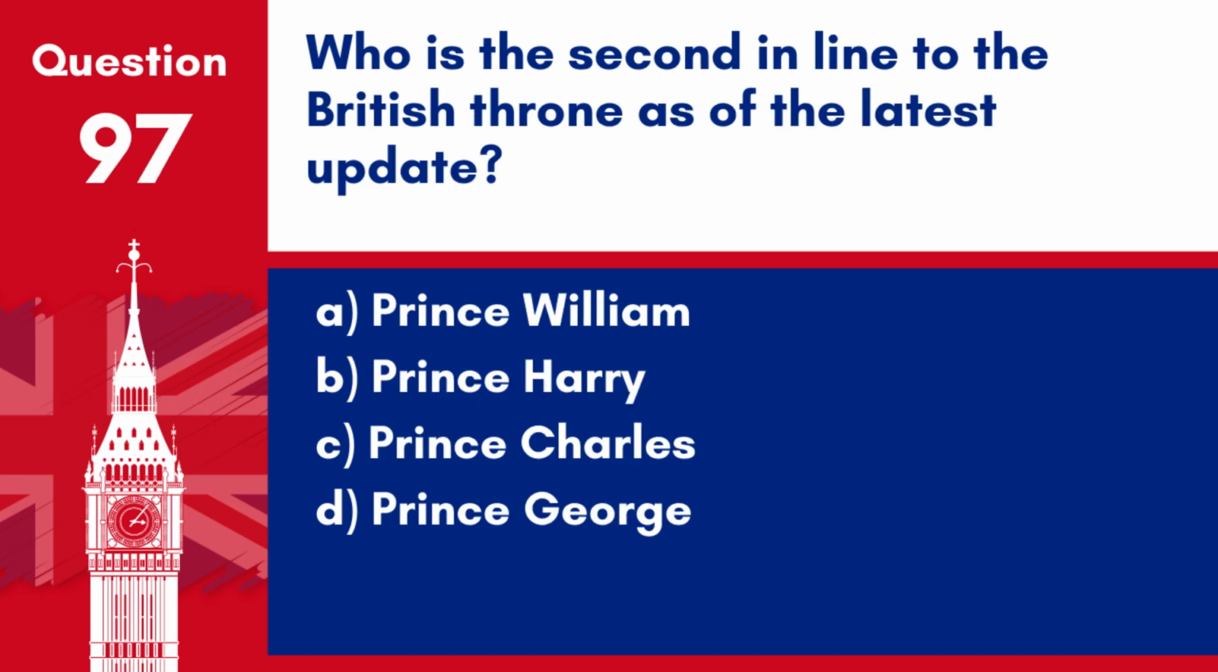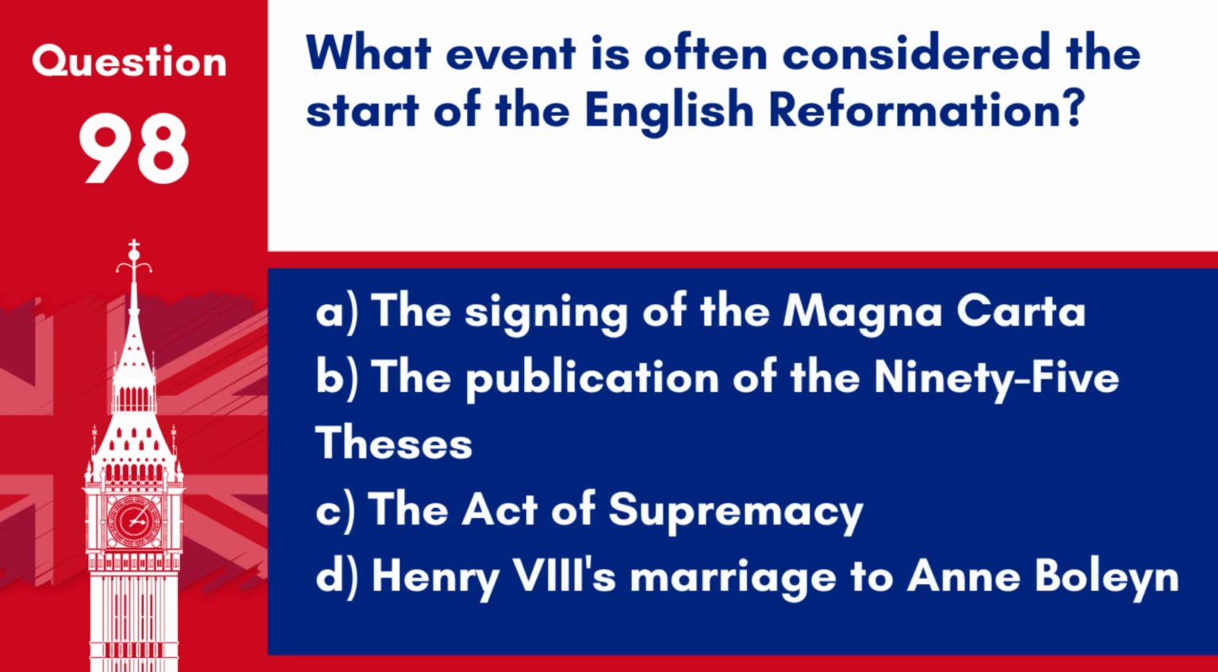Question 97. Who is the second in line to the British throne as of the latest update? A. Prince William. B. Prince Harry. C. Prince Charles. D. Prince George. Answer: D. Prince George. Prince George is the second in line to the British throne, following his father, Prince William, the Duke of Cambridge.